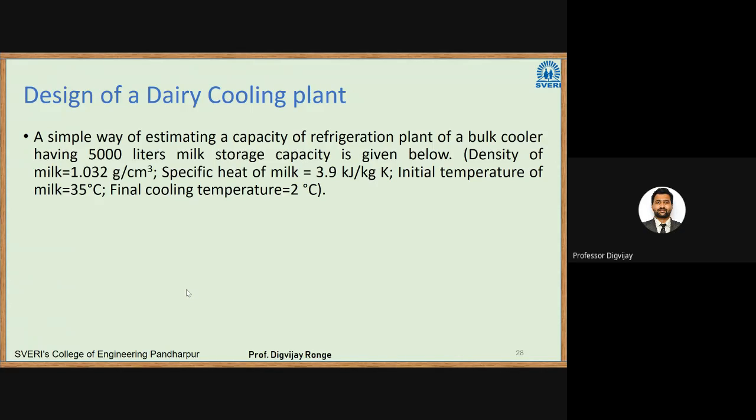So, design of a dairy cooling plant. A simple way of estimating the capacity of the refrigeration plant of a bulk cooler, which is also called a bulk cooler, having 5000 liters of milk storage capacity, is given below.